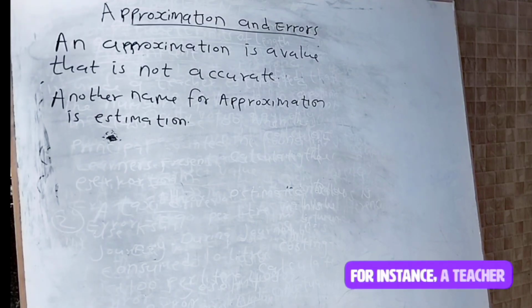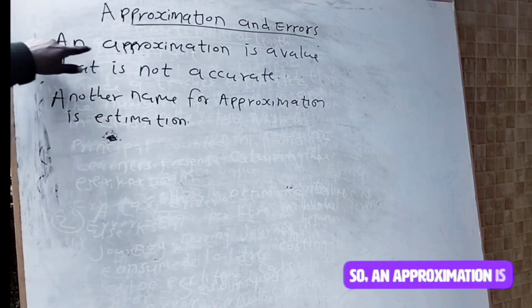For instance, a teacher can ask you in class, how many people did you meet when you were coming to school from your home? You can say you met 50 people. You are not sure whether it is true that it is 50 people, you just guessed. You approximated that you met 50 people. 50 is an approximation or an estimation.